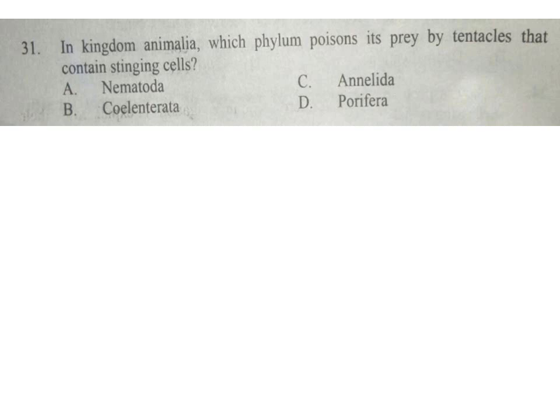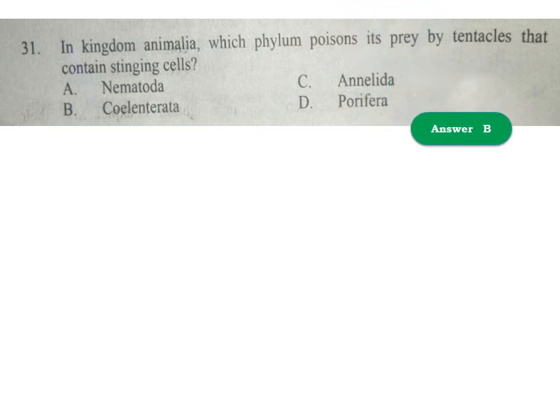Question number 31. In kingdom Animalia, which phylum poisons its prey with tentacles that contain stinging cells? A. Nematode. B. Coelenterata. C. Annelid. D. Porifera. So the answer should be B.